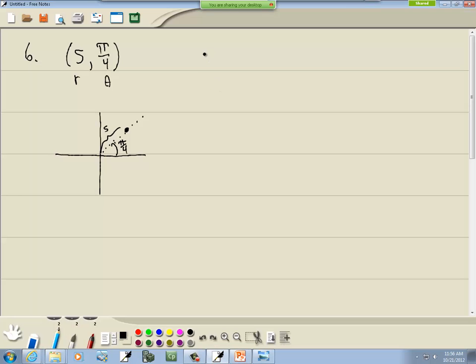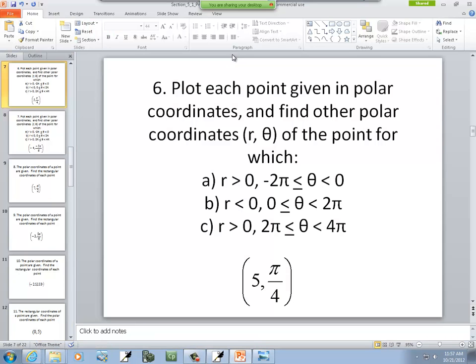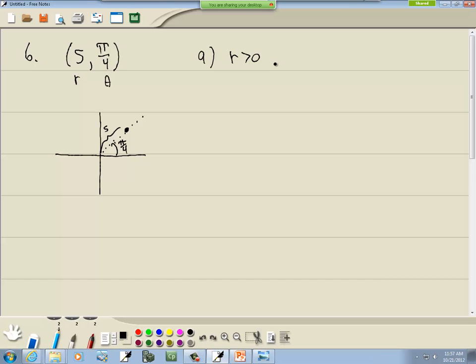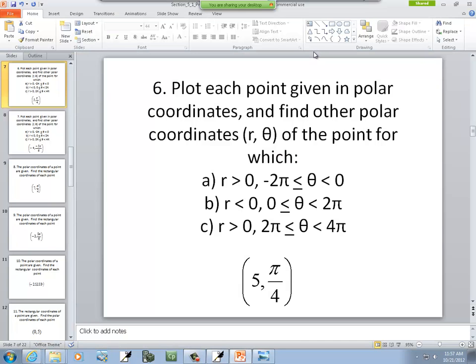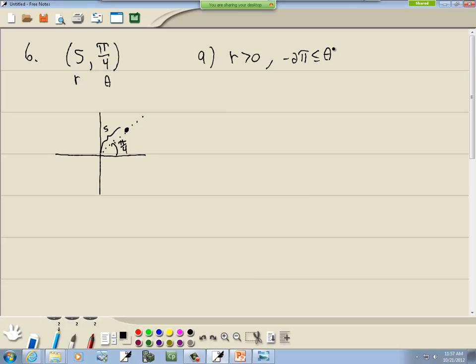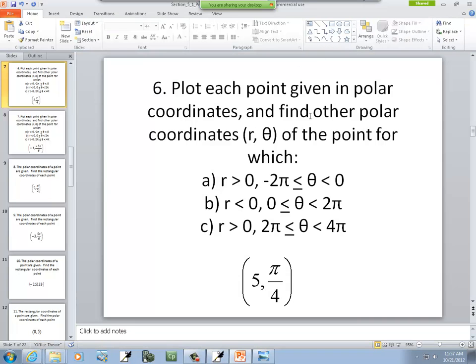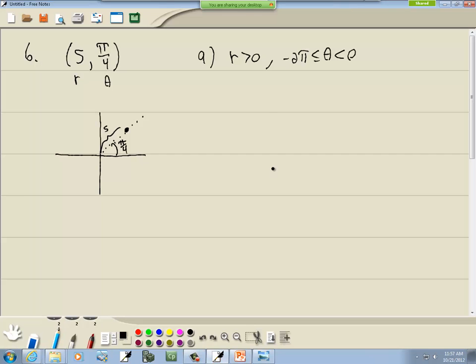Now A says r is greater than 0, and we got negative 2 pi is less than or equal to theta is less than 0. Now this says find other polar coordinates r, theta of the point for which these are true. Now this point doesn't change. It's always got to be right here. We're just going to represent it in different ways.